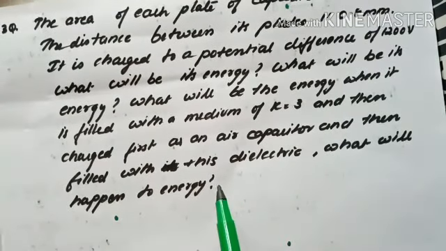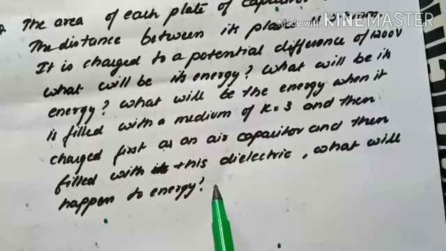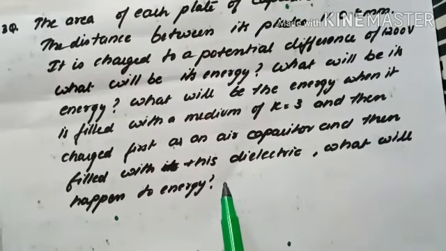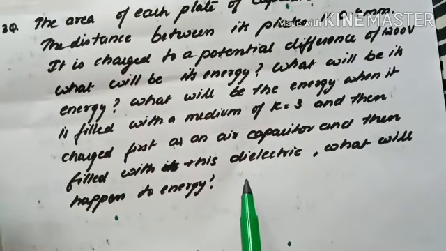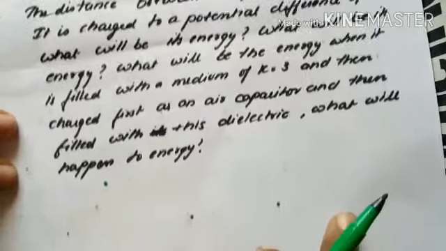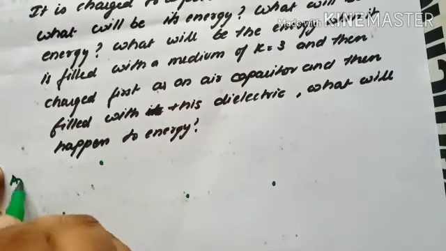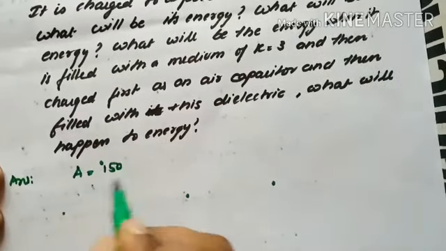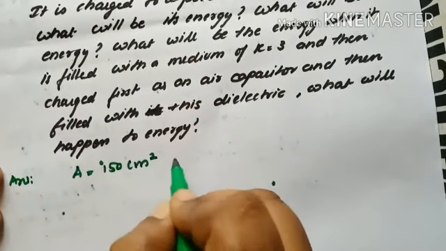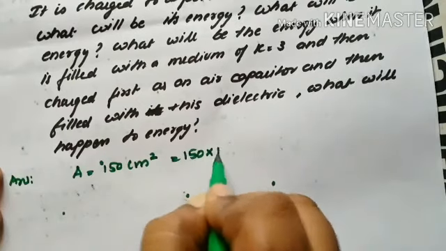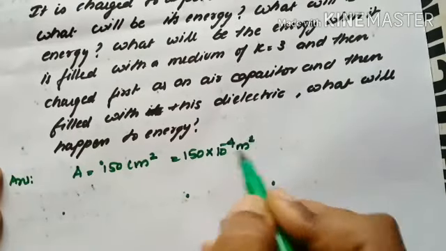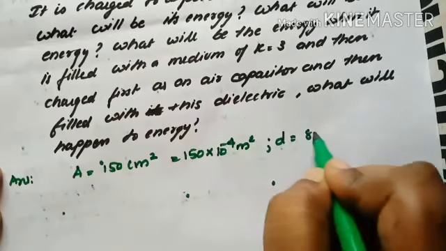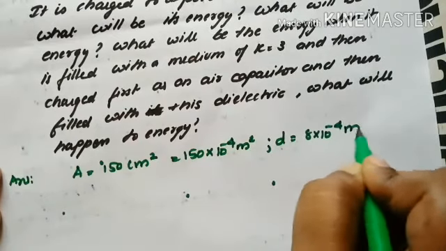It's a simple concept, guys. Initially there was a capacitor and it was an air capacitor, so there was no dielectric medium. Now when you introduce a dielectric medium, what happens to its energy? This much is the question. Right, now let's move on. Initially you are given the area as about 150 centimeters square, so converting into meters it becomes this much value. Now the distance is 8 into 10 to the power minus 4 meter.